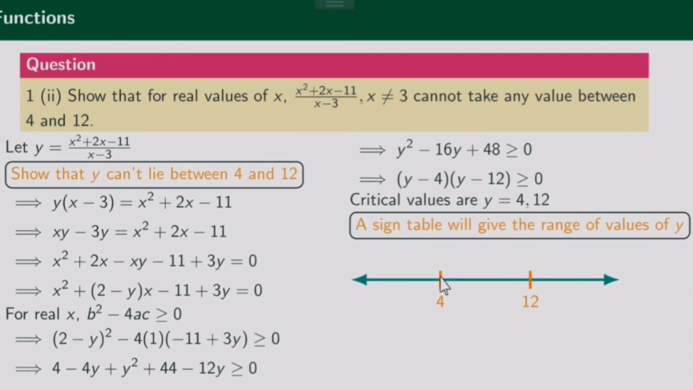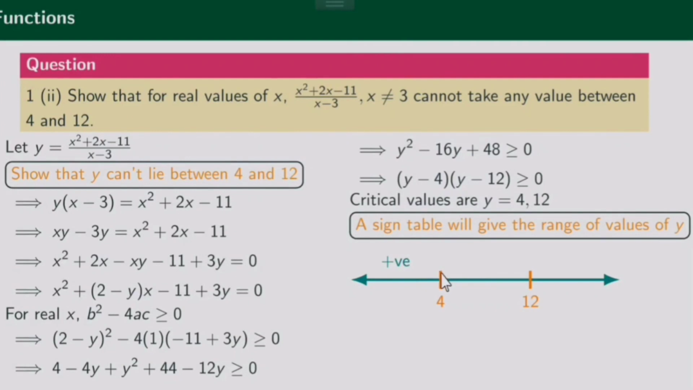Think of any number which is less than 4. I will think of 2. You can think of any one as long as it's less than 4. Let me take 2, then plug it in anywhere I see y. 2 minus 4 gives me a negative value. I'm concerned only about the sign, so I can leave out the number itself. So 2 minus 4 is negative. Then 2 minus 12 is negative. So if I'm looking for the product of these two terms, negative multiplied by negative gives positive. So if I take any value within this interval, I will always have positive.